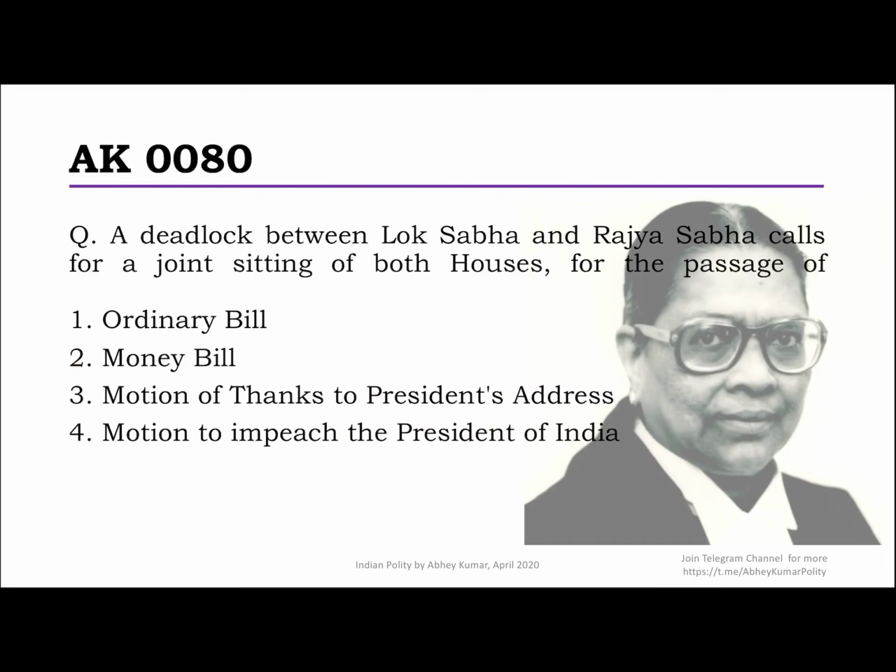Coming to the last question of today's video, deadlock between Lok Sabha and Rajya Sabha calls for a joint sitting of both houses for the passage of which of the following? Now, ordinary bill, we all know that yes, joint sitting is totally possible. For a money bill, since Lok Sabha has overriding powers over the Rajya Sabha, Lok Sabha's decision is final. There is no possibility there of a joint sitting, so it will not happen in case of money bill.